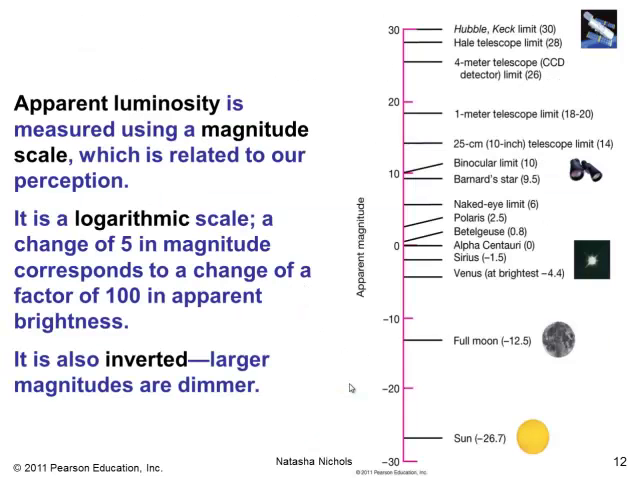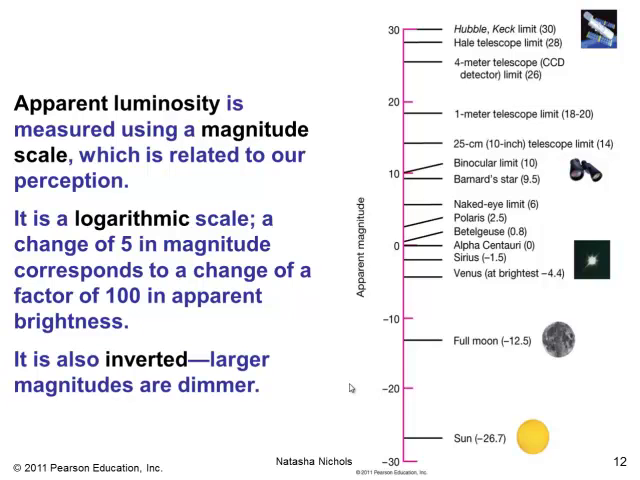Another way of looking at it, and this might help, is if you look at this diagram over here. So apparent, not absolute, apparent luminosity, so how bright an object appears to be, is measured using this magnitude scale, and it is related to our perception, the one we inherited from the ancient Greeks. It is also a logarithmic scale. So a change of 5 in magnitude corresponds to a change of a factor of 100 in apparent brightness. It is also inverted. Larger magnitudes are dimmer.